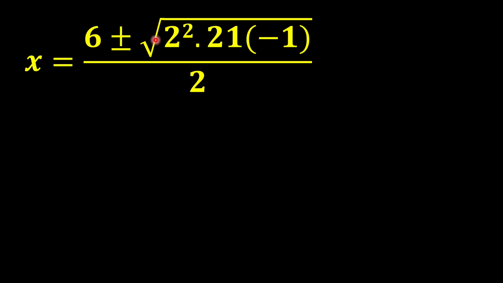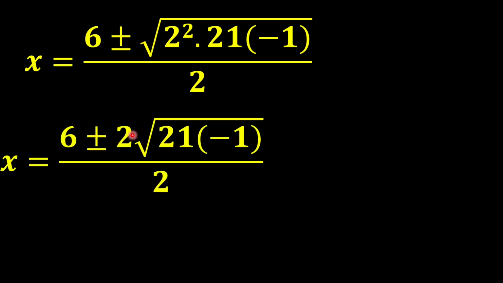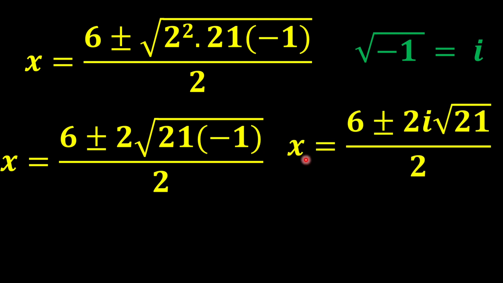So 2 will come out of the square root, so the equation will become 6 plus minus 2 and square root of 21 into minus 1. And now this under root minus 1 equal to iota. So we will write iota in place of under root minus 1, and this iota will come out of the root like this. So the equation will become x equal to 6 plus minus 2 iota square root of 21 divided by 2.